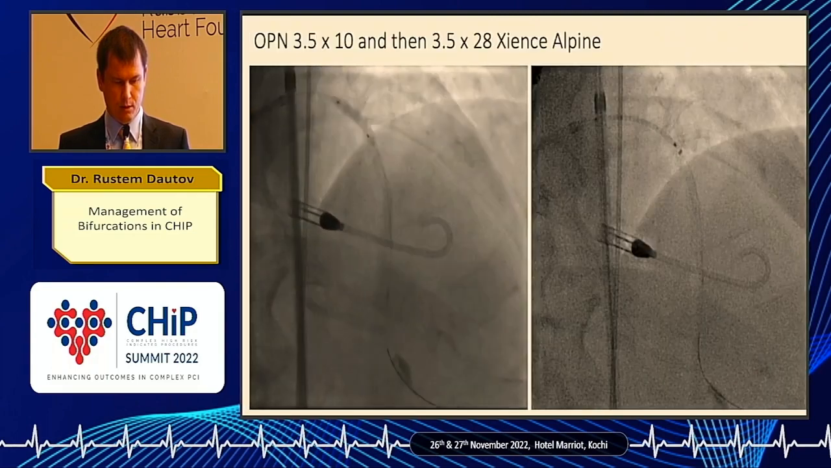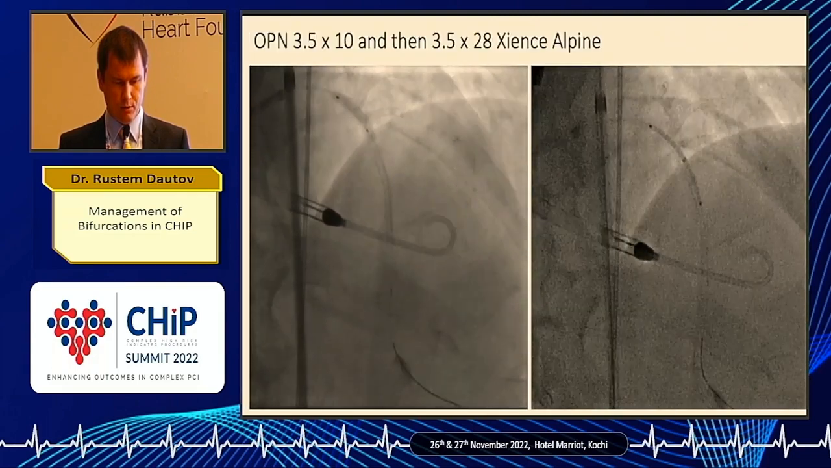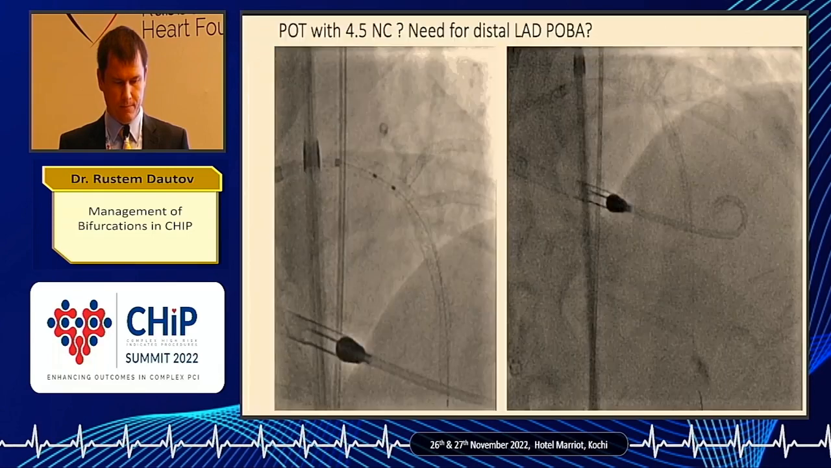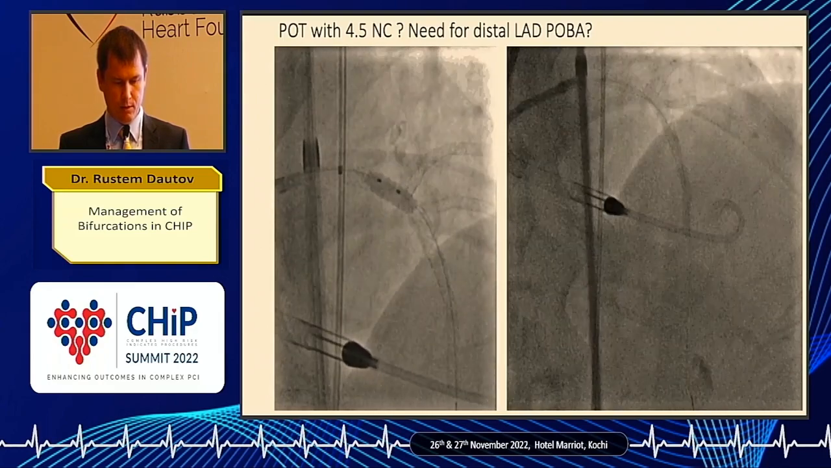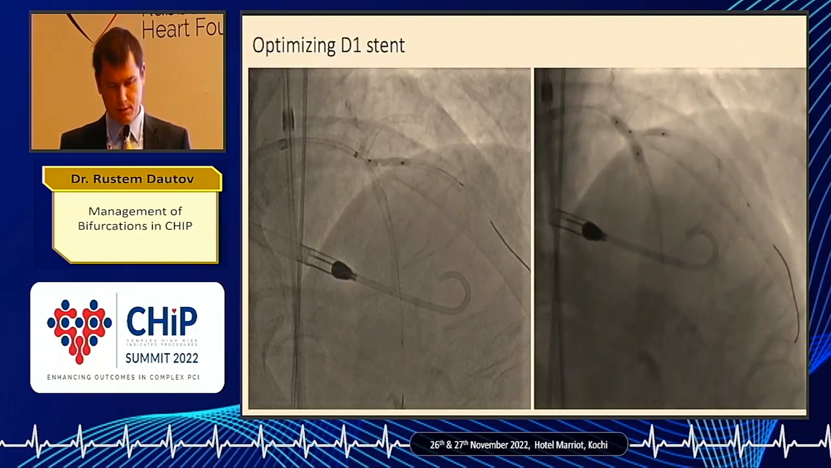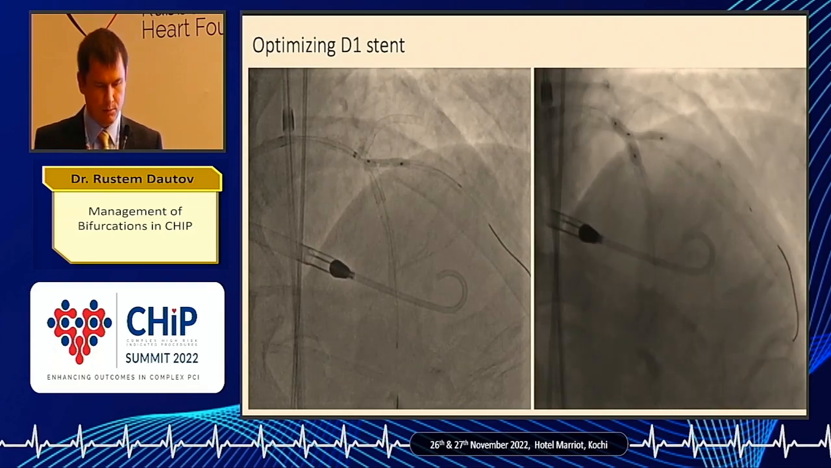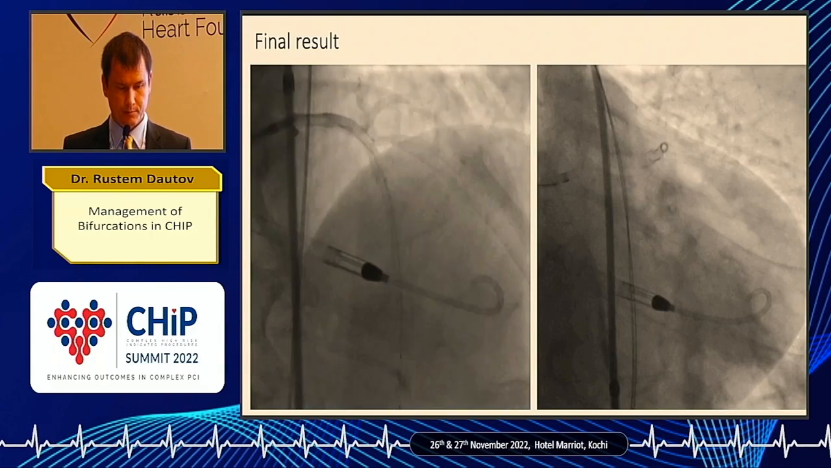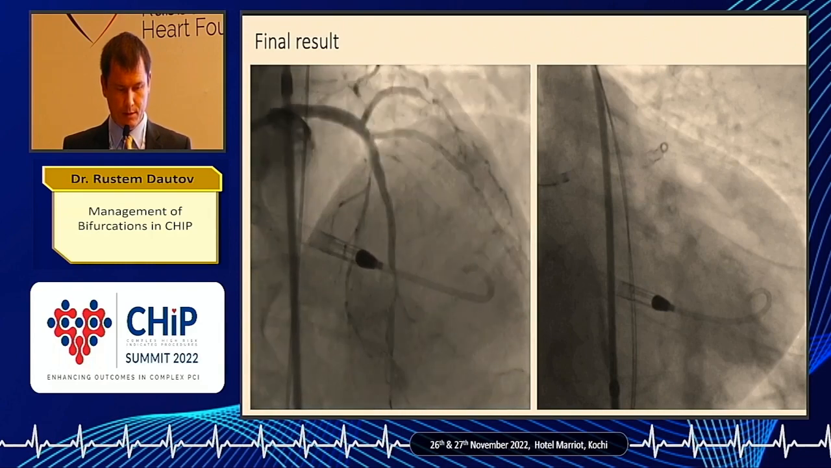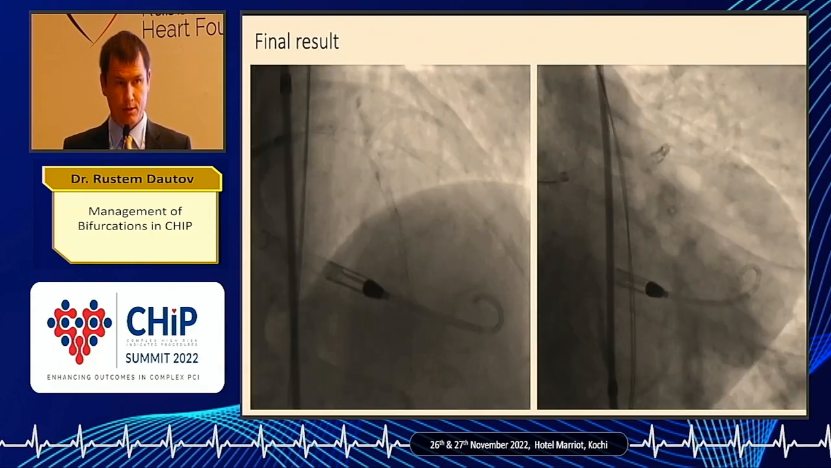This was an 8 French guide, so I was able to do all the techniques. And then you can see OPN was used, so special complex PCI equipment. So for both of these bifurcations, to simplify, I used T-stent, and that was the final result. 4 years later, the patient is alive.